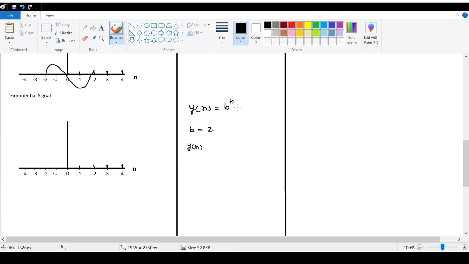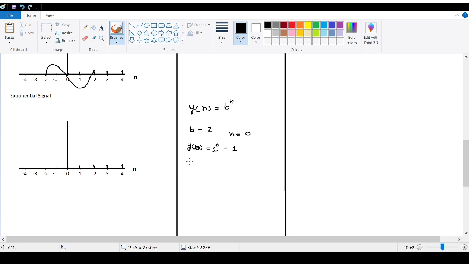and so on, or -1, -2, -3 and so on. So now I will be calculating one value over here. Suppose n is equal to 0. So whenever we want to calculate y of 0, I can calculate it like 2 to the power 0. So I will be getting the value 1. So y of 0 is equal to 1.